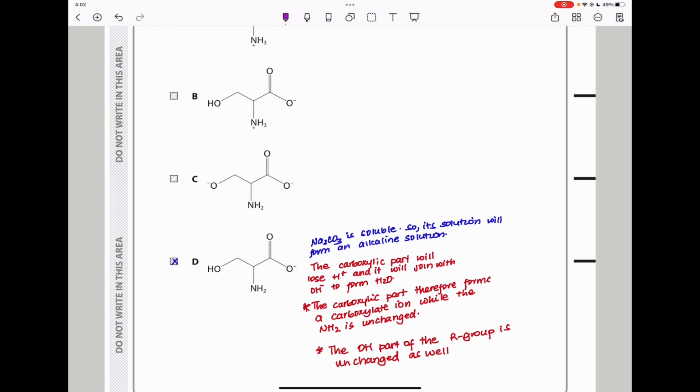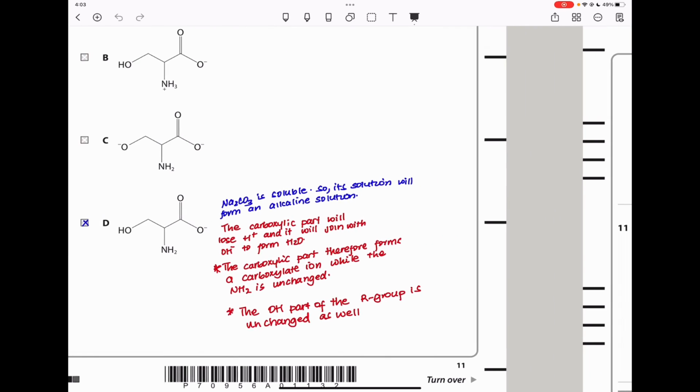I did that explanation here in detail, as you can see here if you can read. So I say sodium carbonate is soluble, so its solution will form an alkaline solution. The carboxylic part will lose H plus, and it will join with the OH to produce water. And then the carboxylic part therefore forms a carboxylate ion, while the NH2 is unchanged. Because remember, OH minus is going to steal away the proton, so there will be nothing happening to the NH2. The NH2 will not receive the proton, therefore it will remain unchanged. So that is why this is unchanged. This one lost the hydrogen. The answer is supposed to be D. So I think you can understand that. Moving on to the next part.